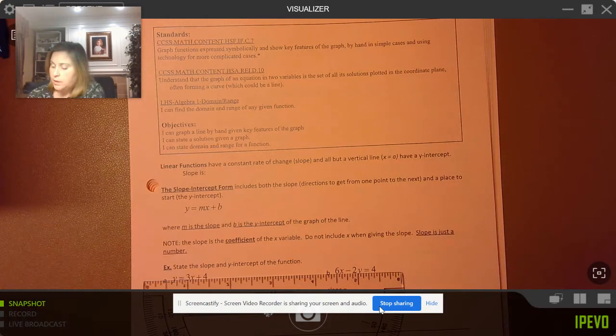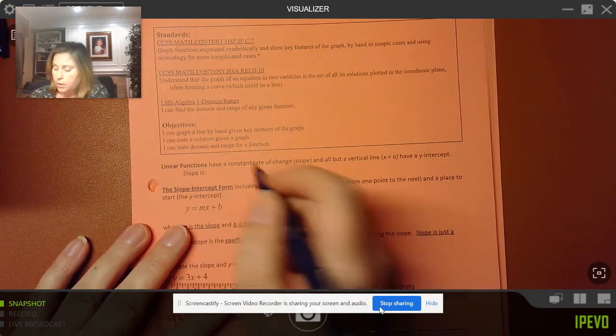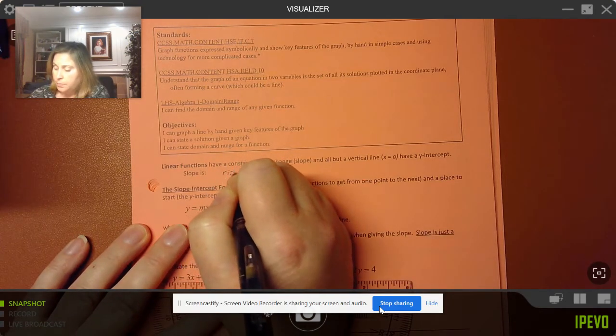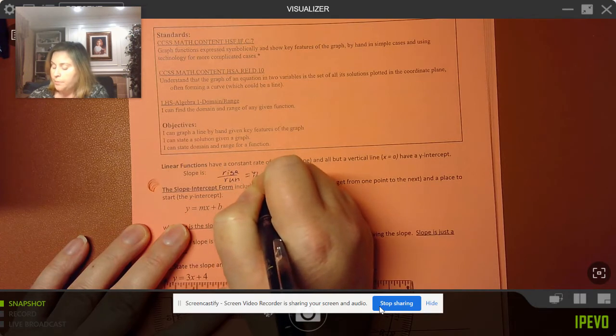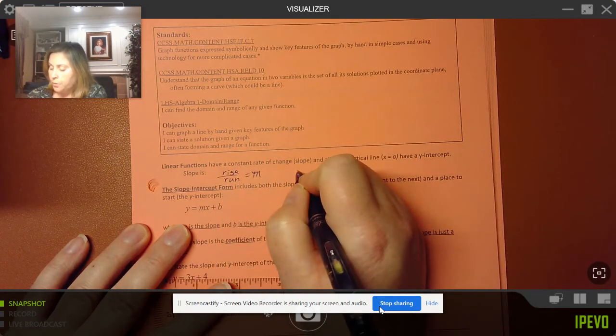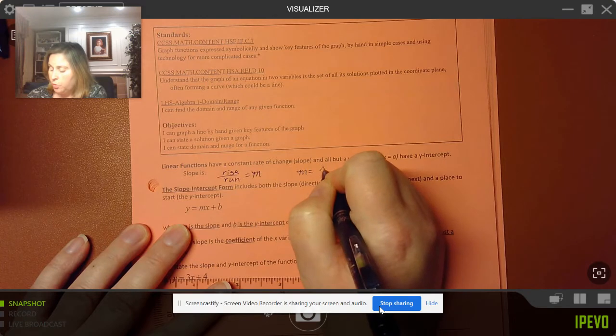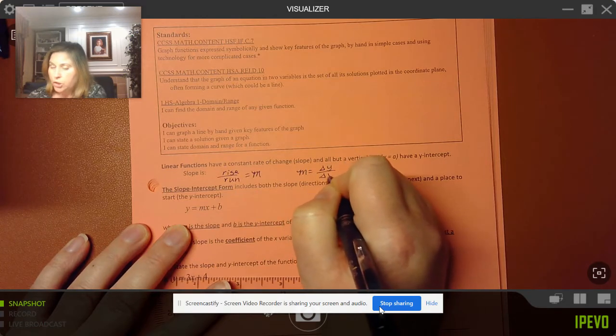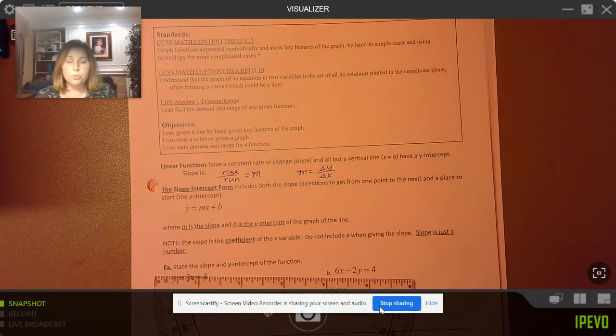Slope is the relationship of rise over run. We use the variable m to represent that. It is also change in y, or delta y, over change in x. So it's a ratio of the rise to run. So how steep a line is, or what the grade of a line is.